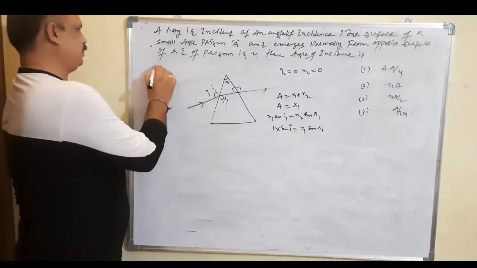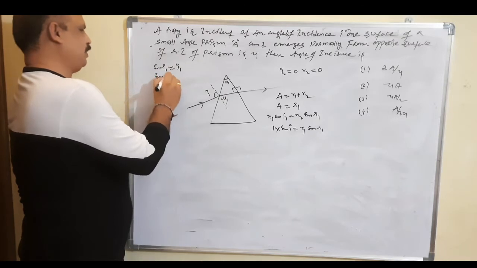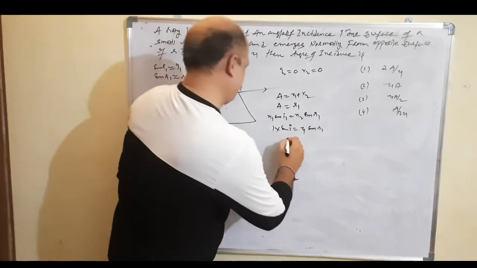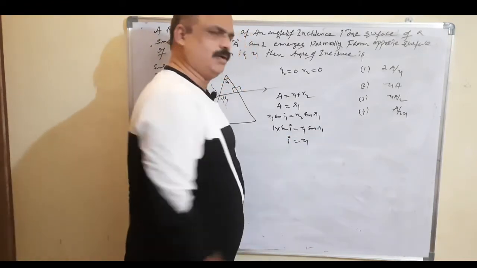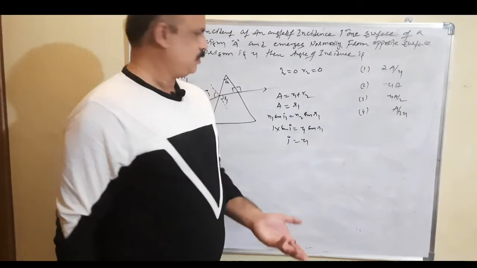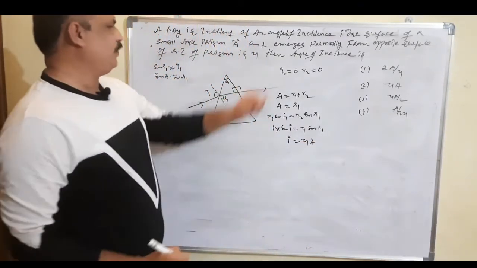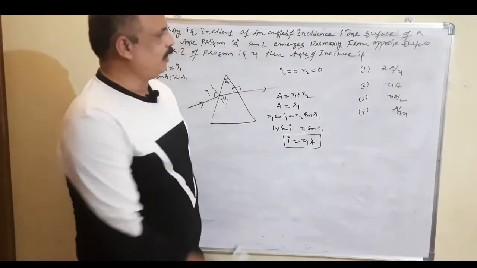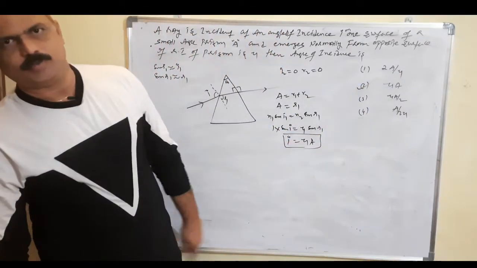This is a small angle prism. That means sin I1 is almost equal to I1, and sin R1 is almost equal to R1. So I is equal to mu into sin R1, that is almost equal to R1. What is R1 here? A. So the angle of incidence I is equal to mu A. So what is our correct option? Second option is our correct option.